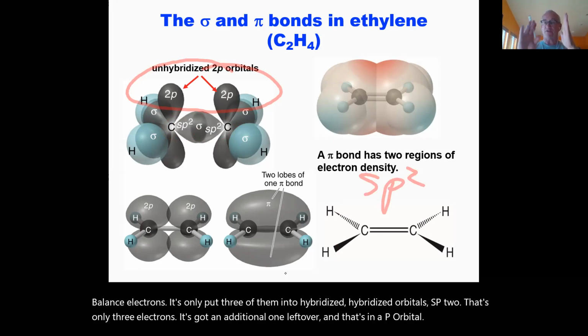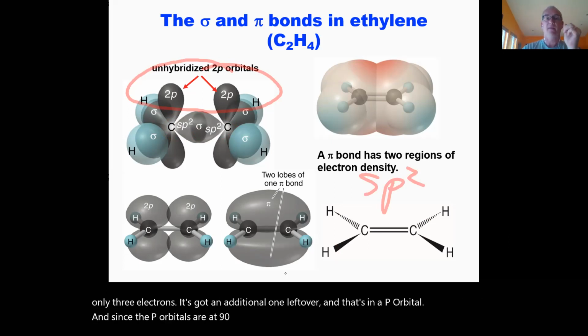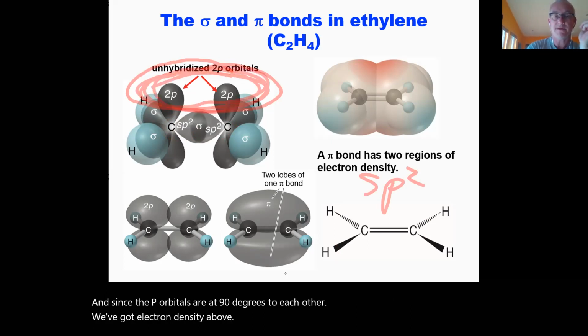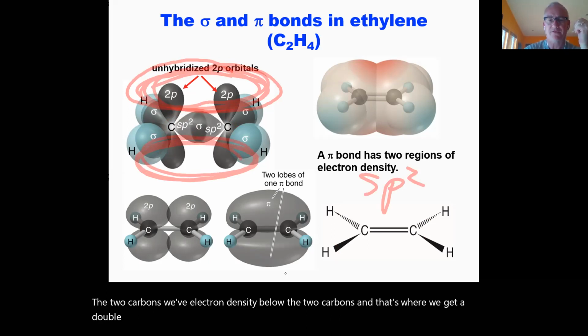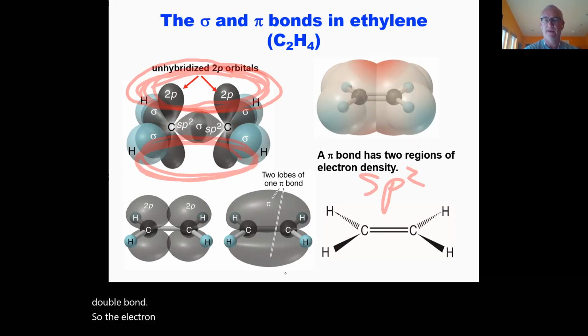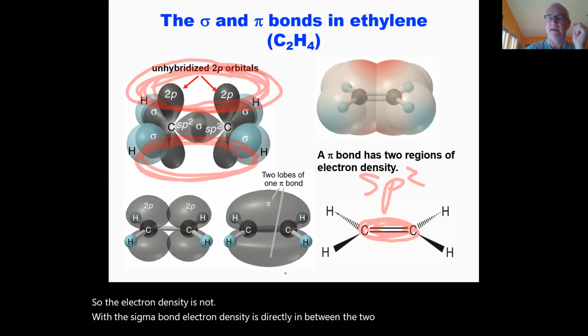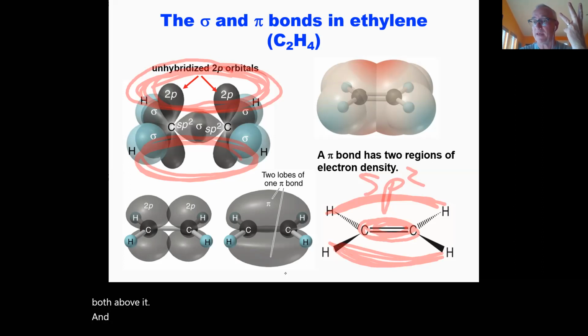And since the p orbitals are at 90 degrees to each other, we've got electron density above the 2 carbons. We have electron density below the 2 carbons. And that's where we get a double bond. So with the sigma bond, the electron density is directly in between the 2 carbons. With a pi bond, it's both above it and below it, because that's where the p electron is, okay?